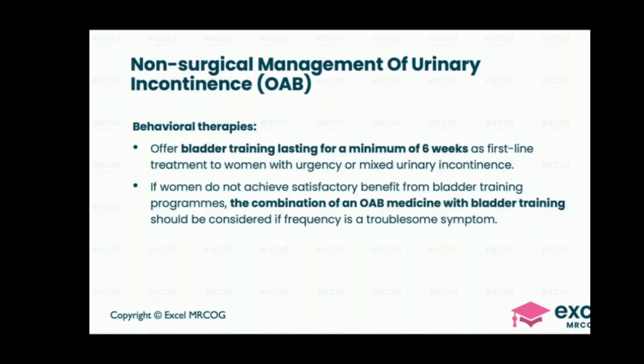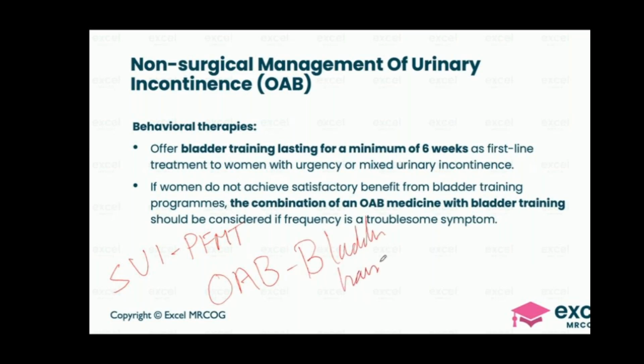As far as behavioral therapies for OAB are concerned, what would you do? First line treatment for SUI we saw is PFMT. What is the first line treatment for OAB? It would be bladder training. Of course, other conservative measures like lifestyle modification, most importantly your smoking and your caffeine, need to be cut down, and you would consider them hand in hand with bladder training.